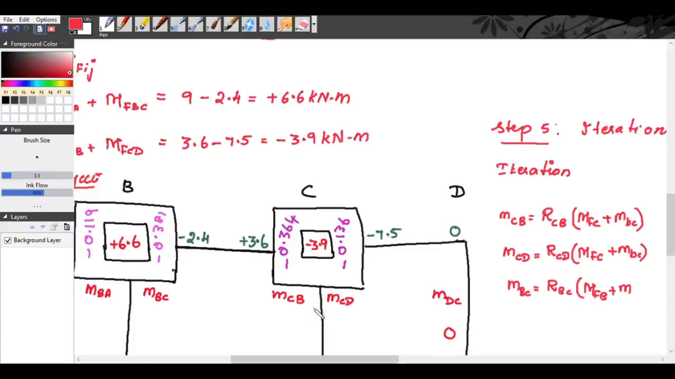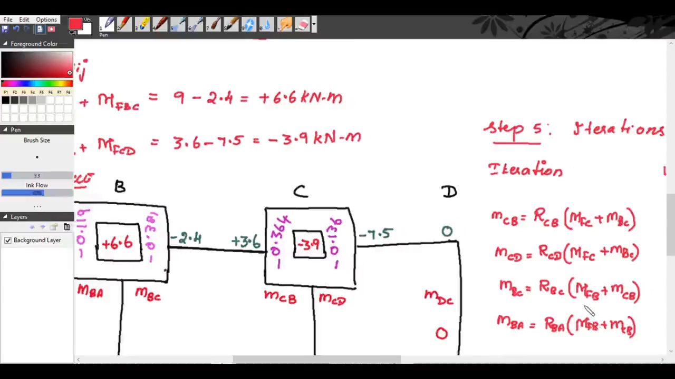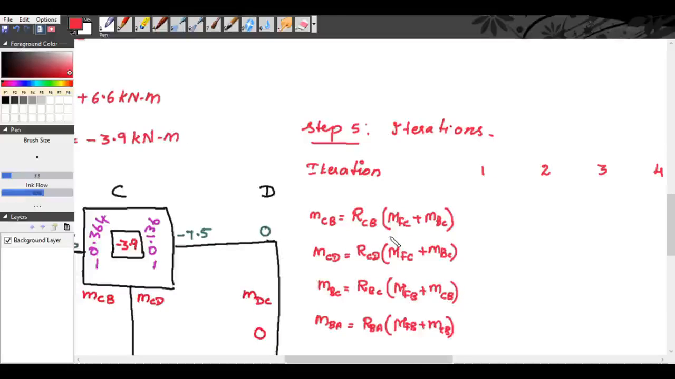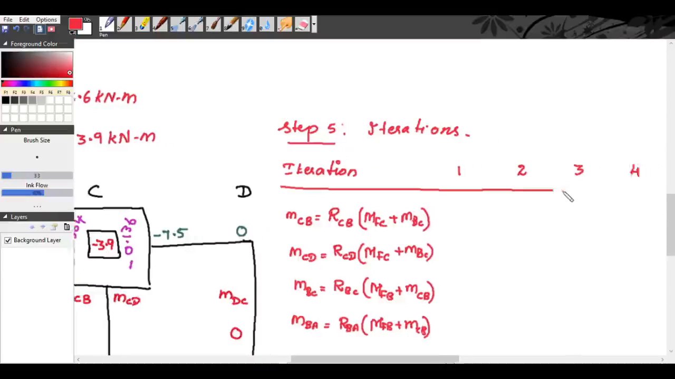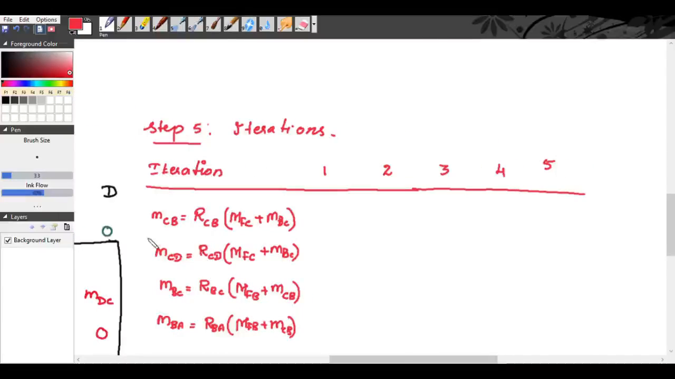MBC is equal to the rotational factor of BC multiplied by the restraint moment, that is MFB, plus small m of the contributing rotational contribution from MCB. Now we will find MBA. MBA is equal to the rotational factor of BA multiplied by the same, MFB plus MCB.